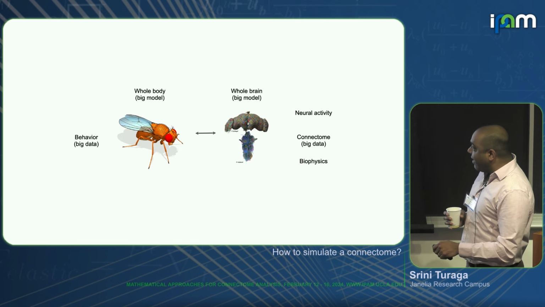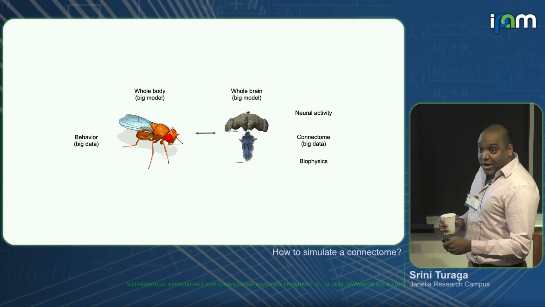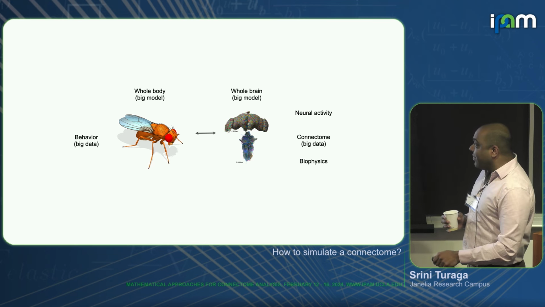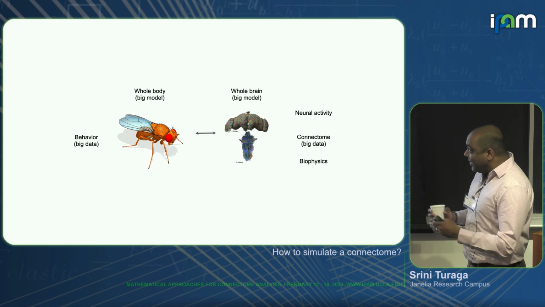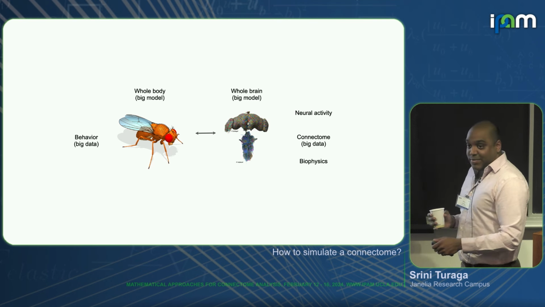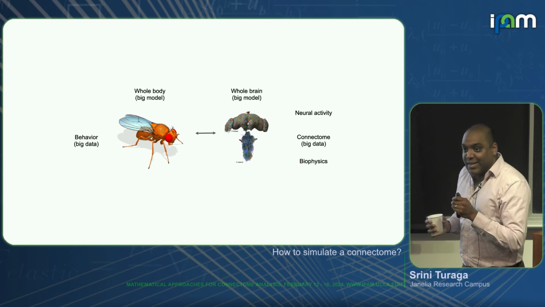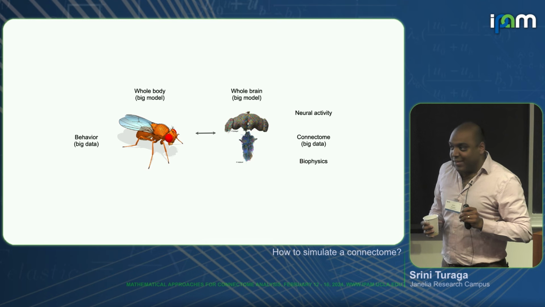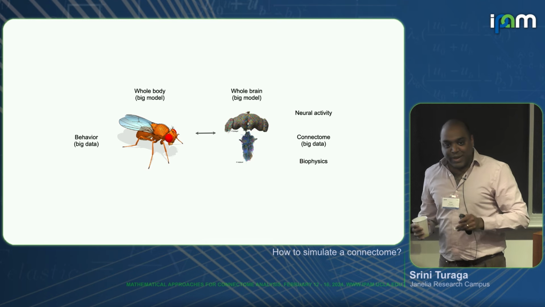And the thing that we've now done is to also build a biomechanical body model that we can use to embody this nervous system and connect the nervous system to behavior. This is work with Gwyneth and a few other colleagues at Janelia and Google DeepMind. And if you want to hear about it, you can ask me a question.